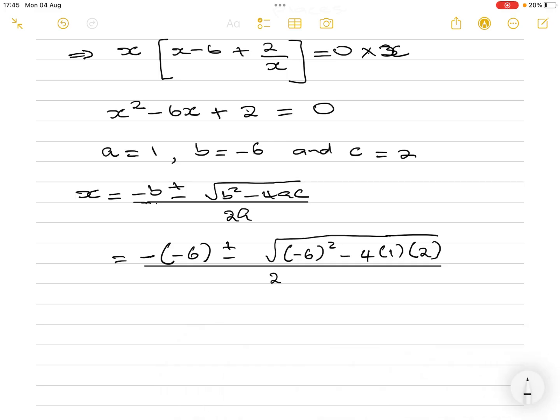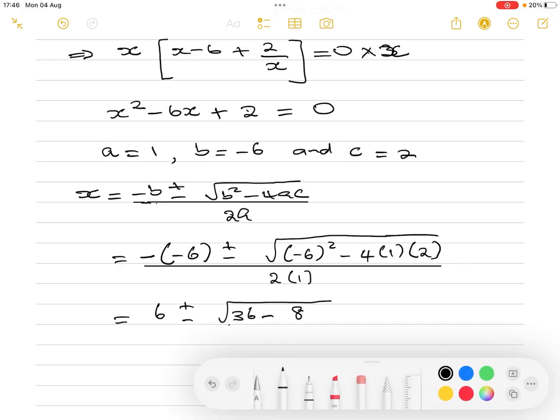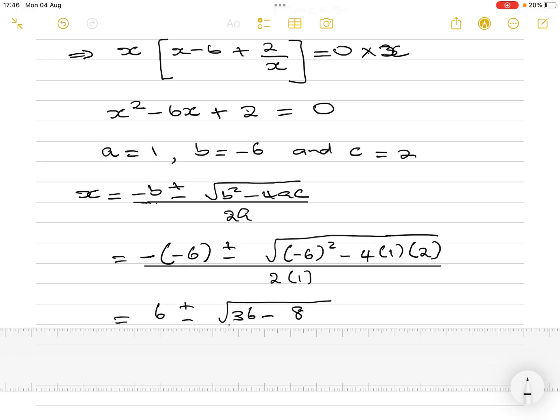So it will be 2. The value of a is what? Is 1. So if you take a closer look here, when you multiply the 2, you get positive 6 plus or minus square root of what? This one will be 36. Negative 6 squared is 36, minus 4 times 2 is 8. And then you divide by 2.